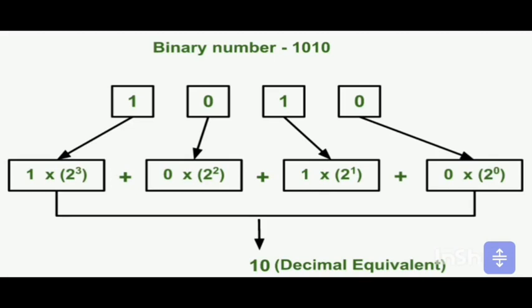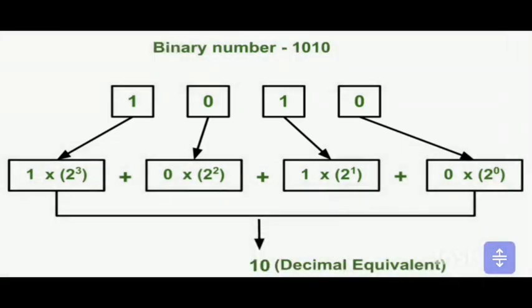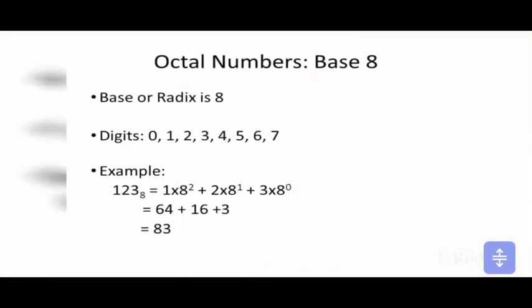First, 1 into 2 to the power 3 means 2 into 2 into 2, so 2 into 2 is 4 and 4 into 2 is 8. Now 8 plus 0 plus 2 plus 0 means 8 plus 2, and the answer is 10. Now the next example is also about the binary number system. Again we have to find out how a binary number is calculated into a decimal number.